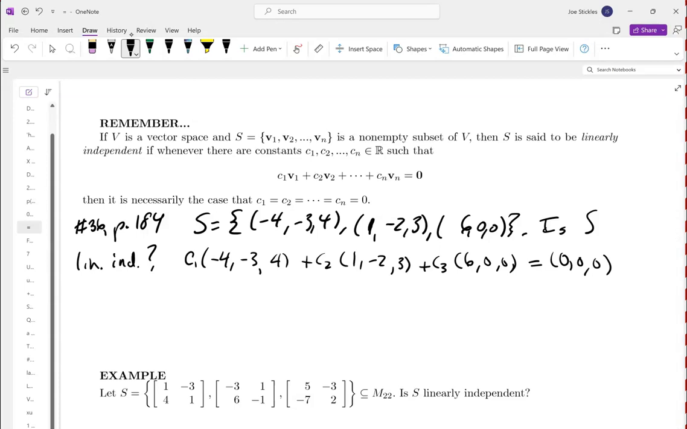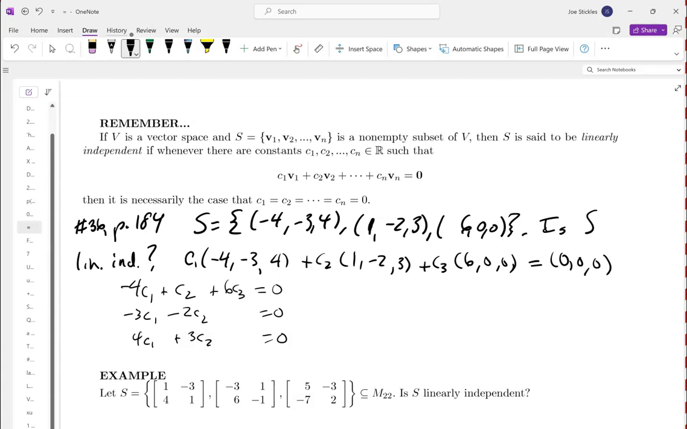A equals 1 plus 1 C2 plus 6 C2 0. Good. Negative 3 C1 minus 2 C2 plus 0 is equal to 0. Okay. 4 C1 plus 3 C2 is equal to 0. Good. Exactly right. That would be the linear system that we got out of that, right? We equate the first components, equate the second components, equate the third components, right?